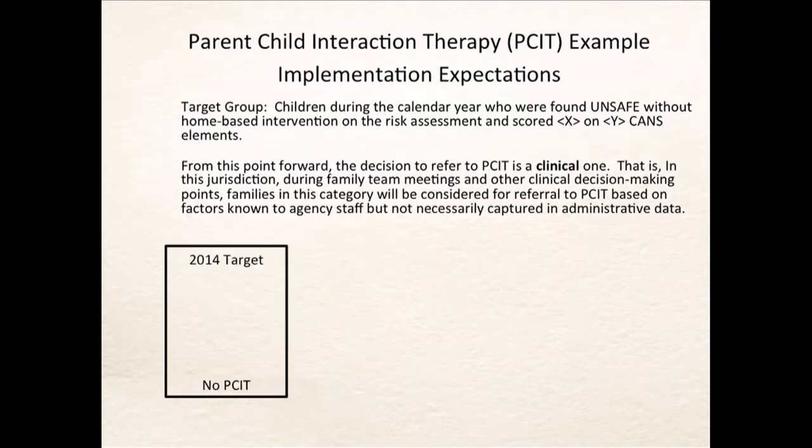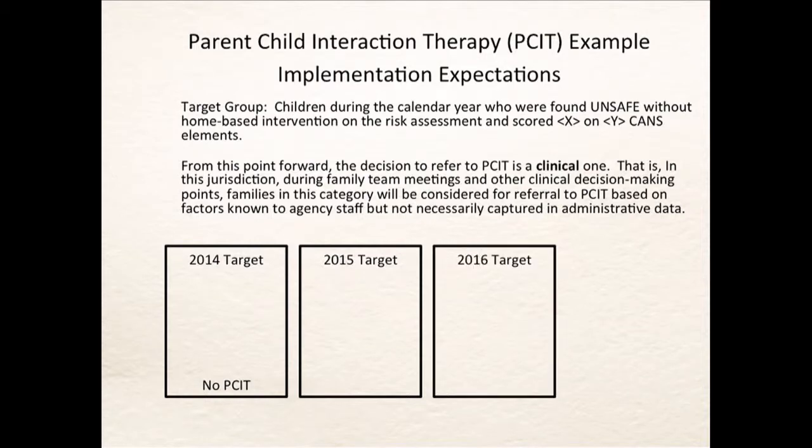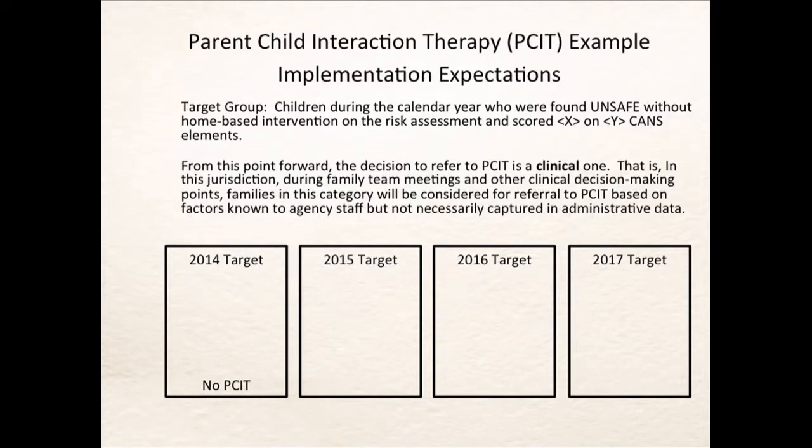This first box represents the target group last year during 2014. This second box represents the target group in 2015 when we start the program. This third box represents the target group in 2016 and so on. So the way you should think about those boxes is that they represent 100% of the target population. So let's see what happens in the first year.